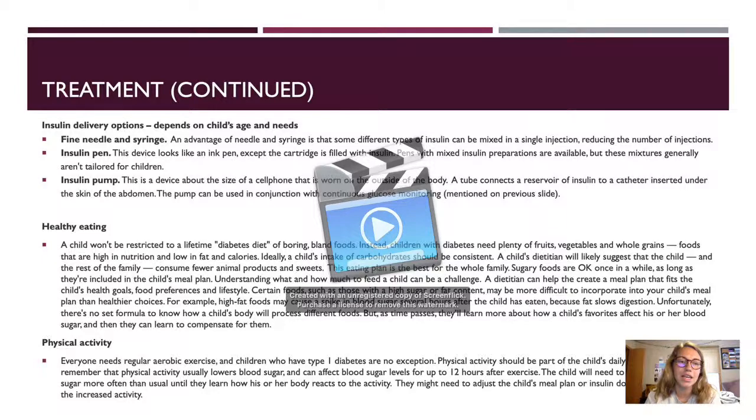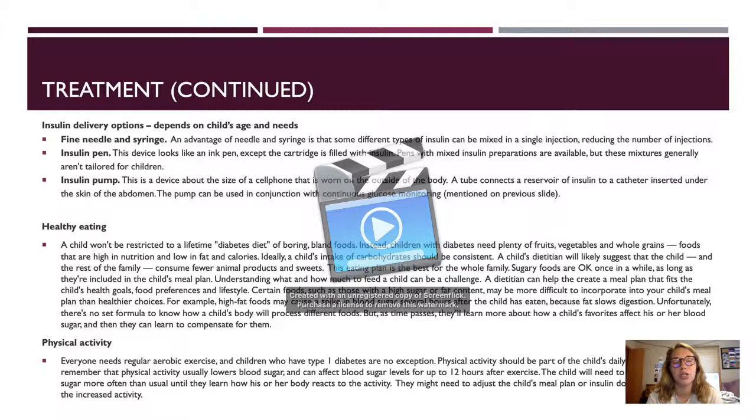Physical activity is, again, another part of the treatment plan for type 1 diabetes. Everyone needs regular aerobic exercise, and children who have type 1 diabetes are no exception. Physical activity should be part of the child's daily routine, but remember that physical activity usually lowers blood sugar and can affect blood sugar levels for up to 12 hours after exercise. The child will then need to check their blood sugar more often than usual until they learn how his or her body reacts to the physical activity.